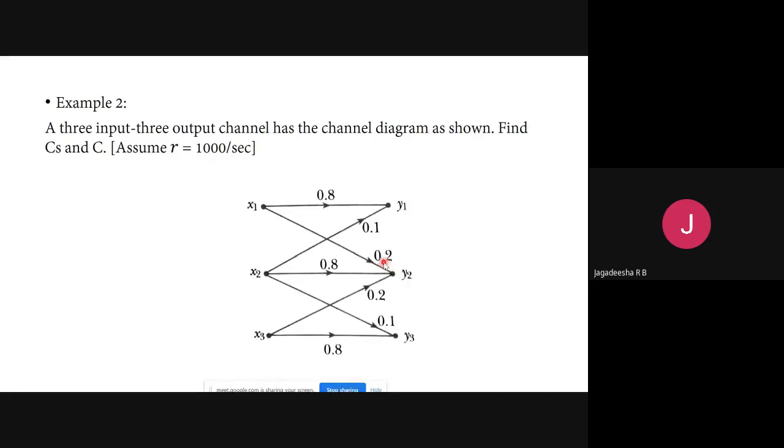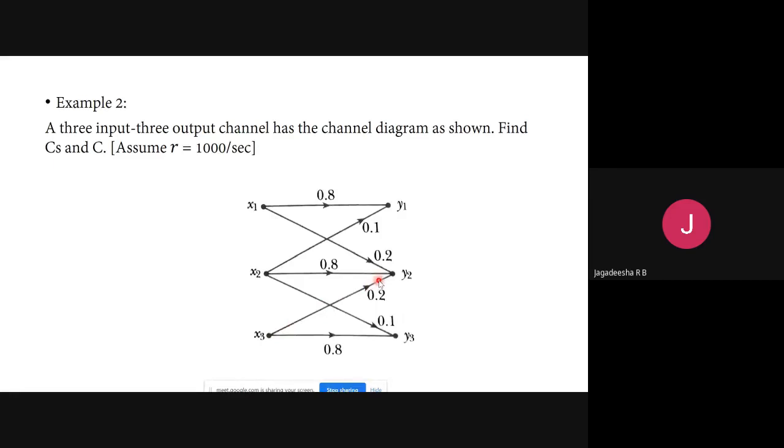This is the idea. Similarly, if you consider X2, its transition probabilities to different output points are 0.1 to Y1. From X2 to Y2, the chance is 0.8. From X2 to Y3, the probability is 0.1. You transmit a 1 here or a 0 here, and that is received at the output point as it is with a probability of 0.1, or 10% chance that what you transmit at X2, you receive the same at Y3. Similarly, for X3, we have different transition probabilities here.